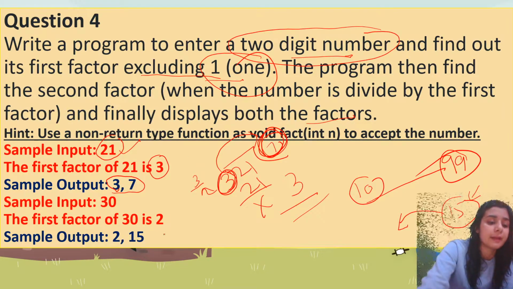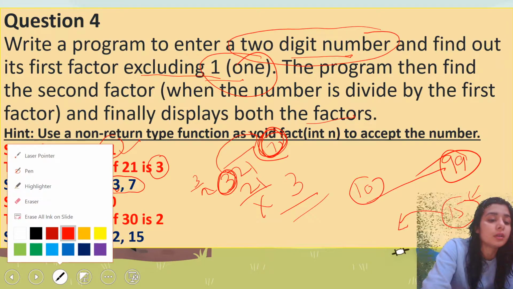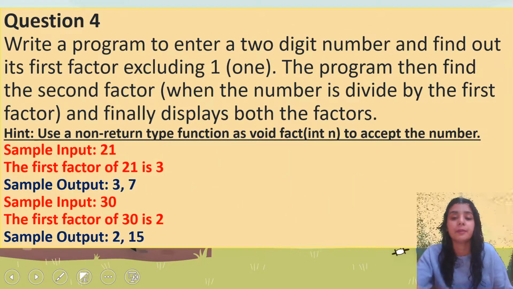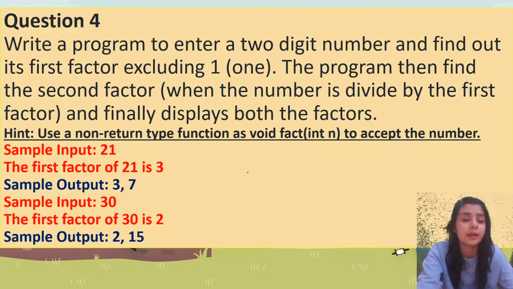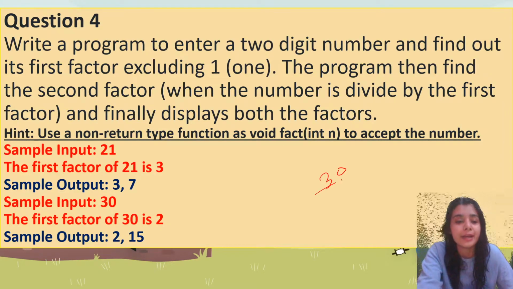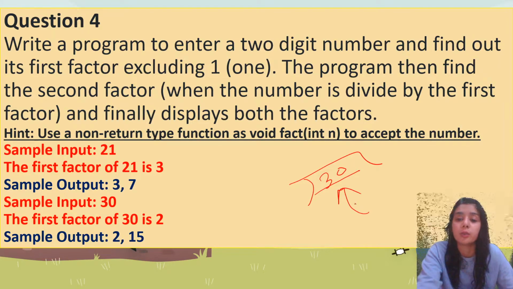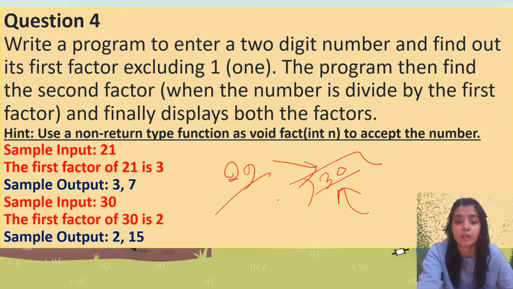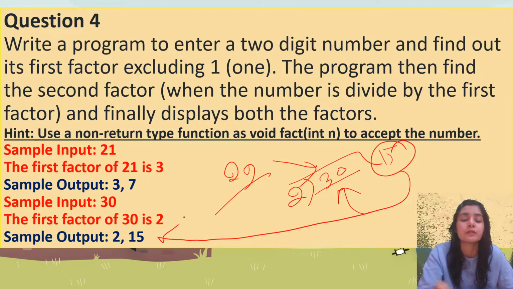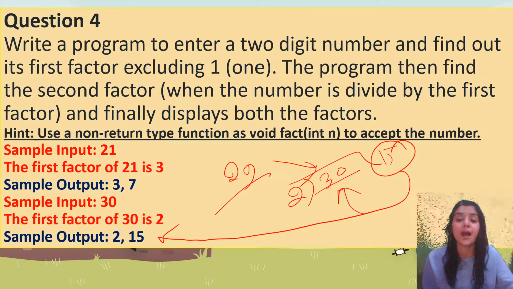Let's take one more example here. I hope you people understood. Everybody look here, concentrate here. So here we have 30. Now we are finding the first factor. What is the first factor? Obviously 2 is the first factor. So now we are doing the division. 15 is coming as a quotient, so this is the second factor. I hope you people understood. So this is what we have to do here.